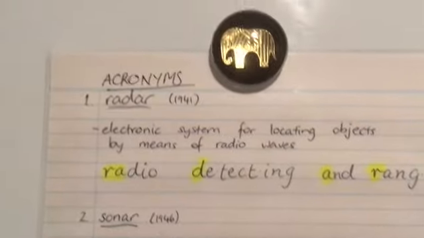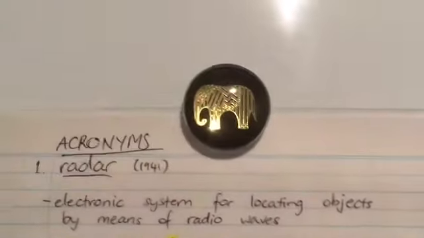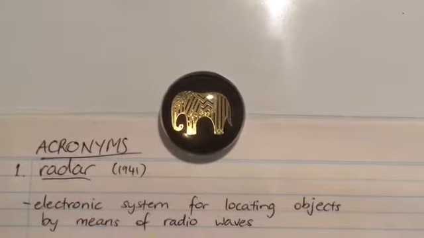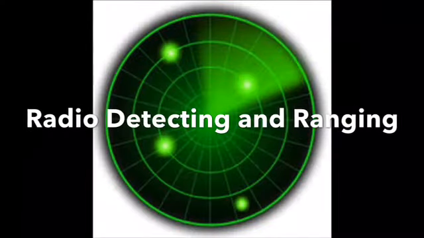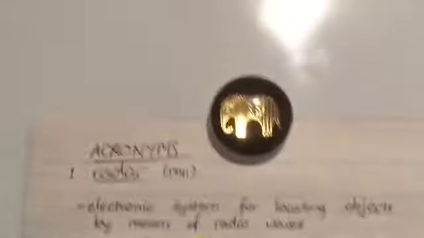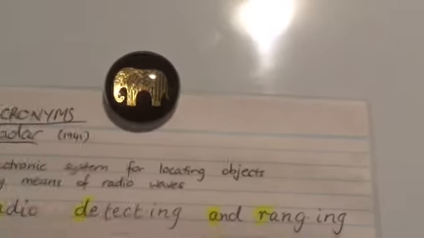So firstly, radar, which came into English in 1941. It means an electronic system for locating objects by means of radio waves, and it stands for radio detecting and ranging. Radar.